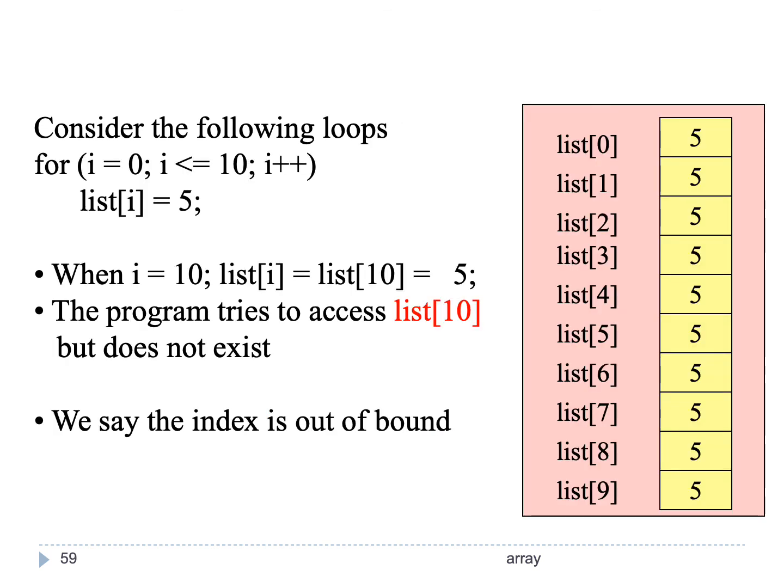Here is another example shown as a table of several rows and one column, where we have an array called list and the size of it is 10, meaning that the index is from 0 until 9. So if we try to access list at index 10, we can't, because list at index 10 does not exist. It will see that the array index is out of bounds.